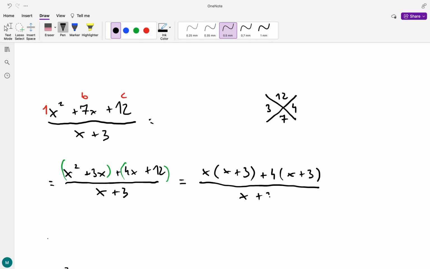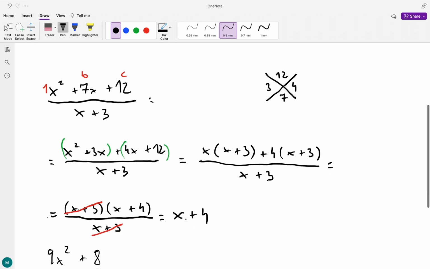It's x plus 3. And before we simplify this fraction, let us factor out once more. So let's factor x plus 3, and we are left with x plus 4. And on the bottom we have x plus 3. Therefore, we can cross out x plus 3 from the top and from the bottom, and we are left with only x plus 4. All right.